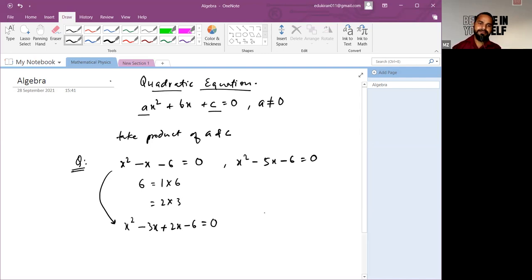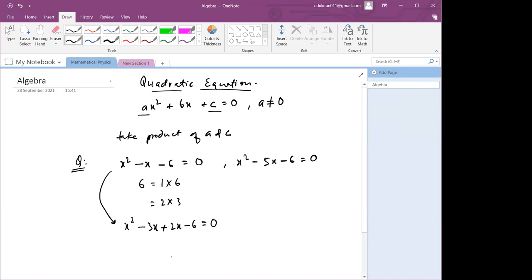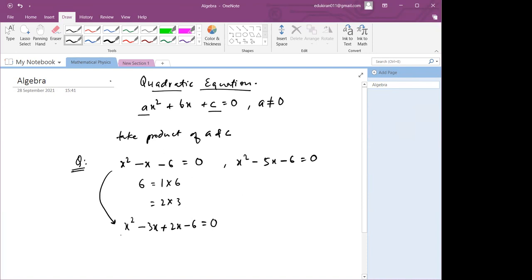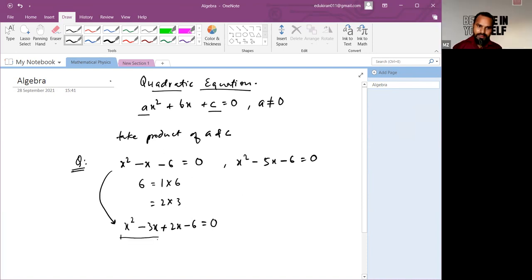Shakir? Yes, sir. What about the, let's say, right? Which term? I have just split this middle term on the basis of the factors of A and C. Okay. Now take the common factor between these two terms and similarly between these two terms.